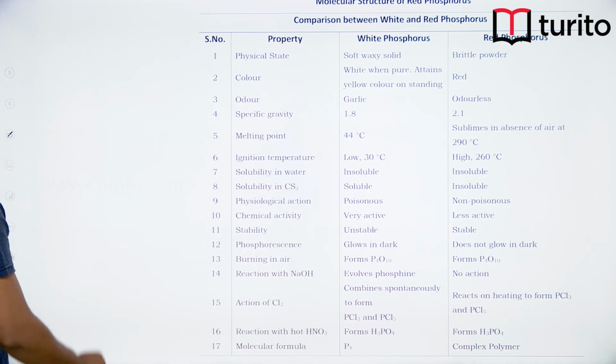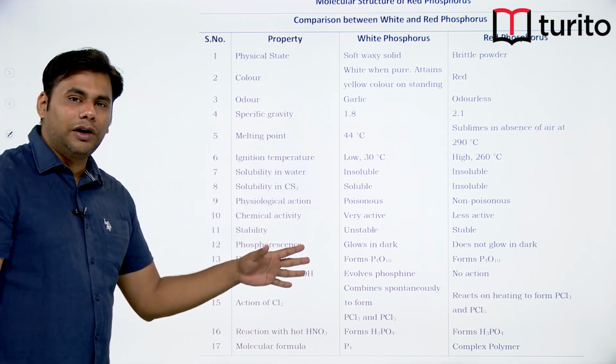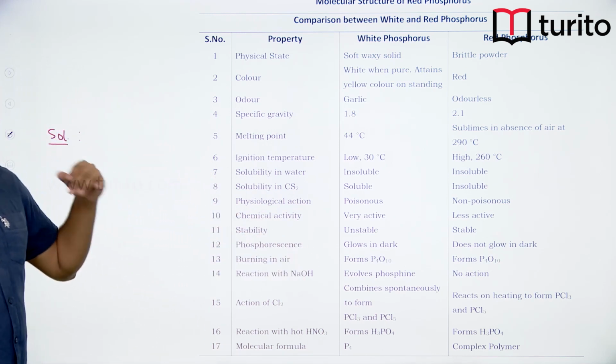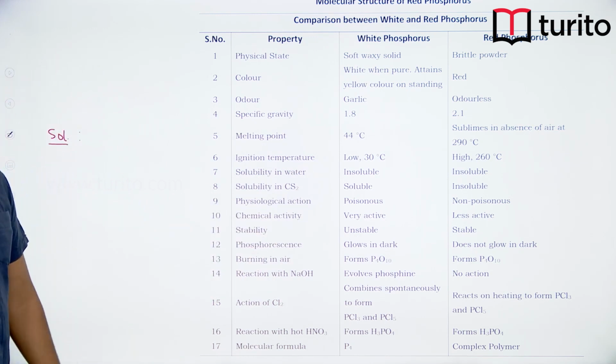So the important property that you should know is solubility. We know that white phosphorus is insoluble in water, whereas soluble in carbon disulfide. Red phosphorus is insoluble in water and insoluble in carbon disulfide.